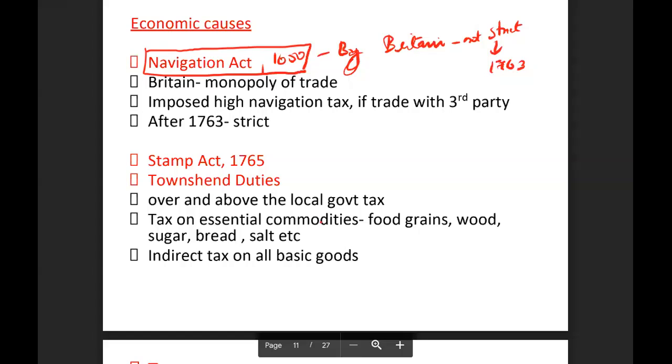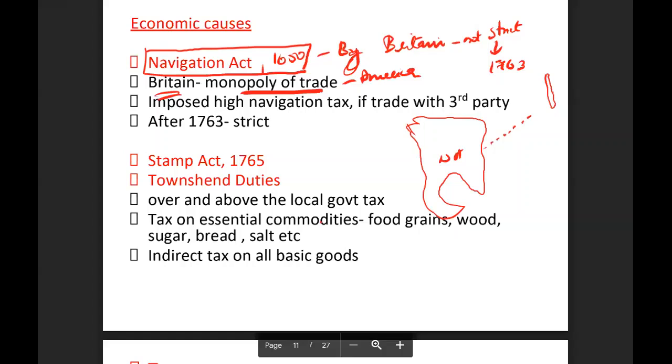Through the Navigation Act, what was told is that Britain will have a monopoly of trade in America. Only Britain will trade with America. If you know the map, this is North America, Britain is here. Trade will happen only between North America and Britain. No third party. They can't go to any other place.